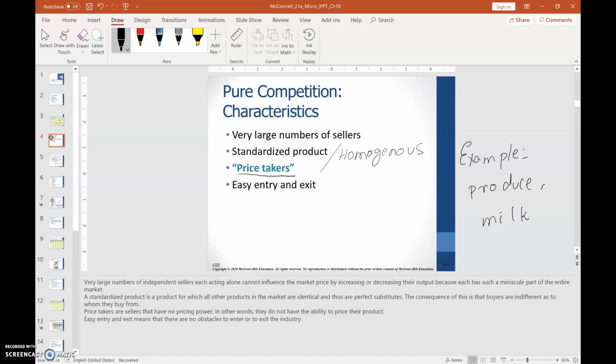As for example, if you look at the market for produce, the market for milk, the product is basically the same. All the farms are price takers. That means everyone is selling the product at the same price. There is easy entry and easy exit from this industry.